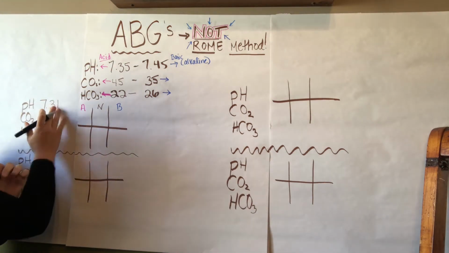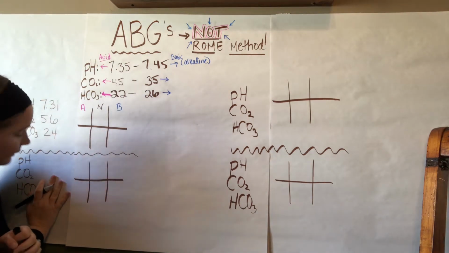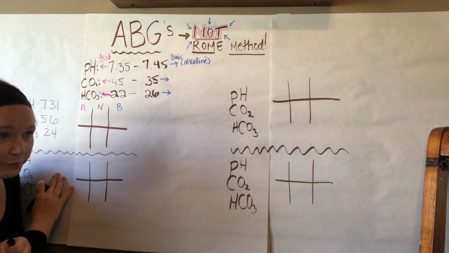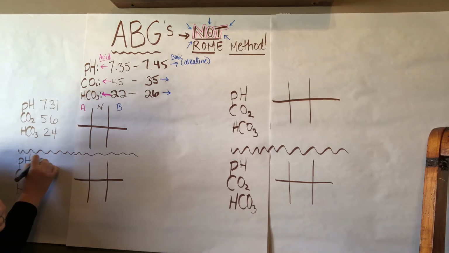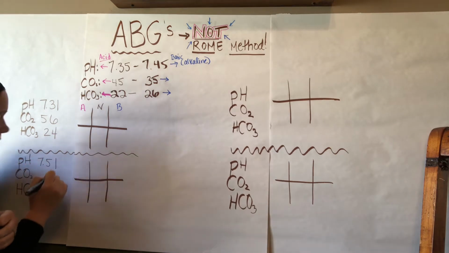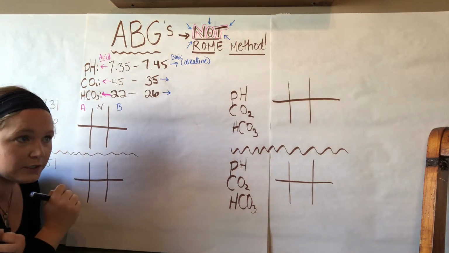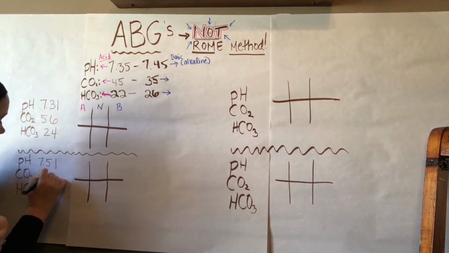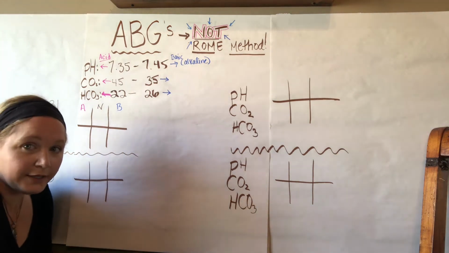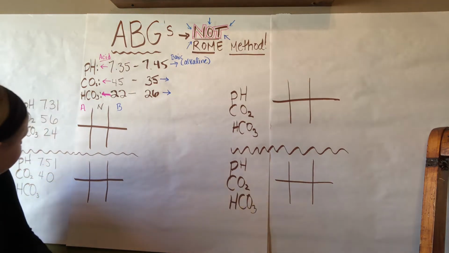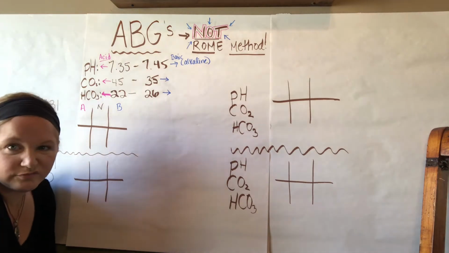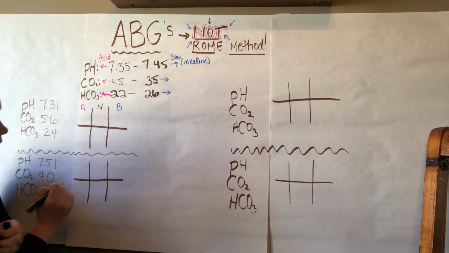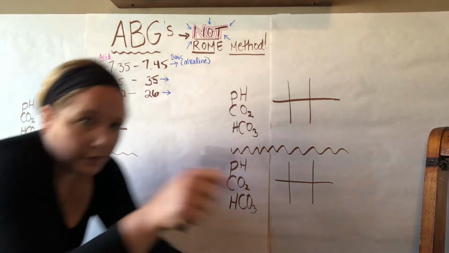While I'm here, I'm going to make another problem down here that we can try next. So for this problem down here, let's say I'm 7.51 pH, a CO2 of 40, and a bicarb of 30. All right.